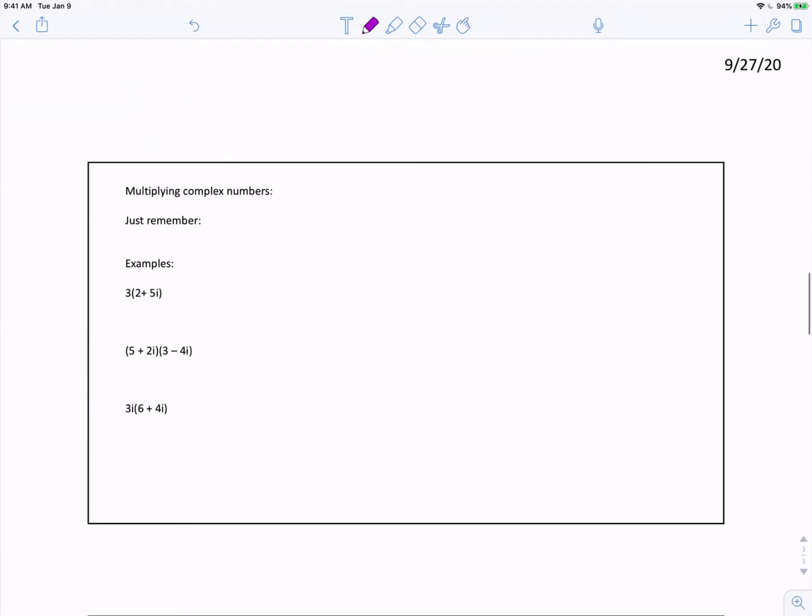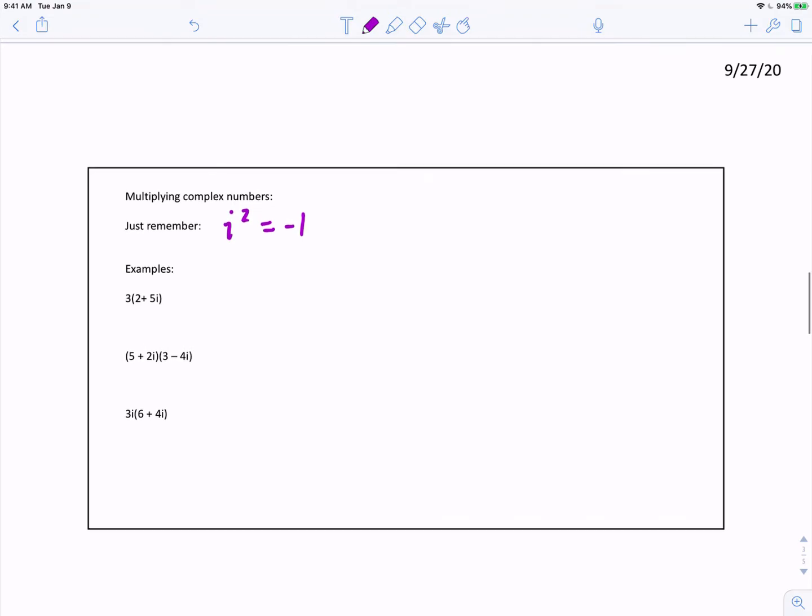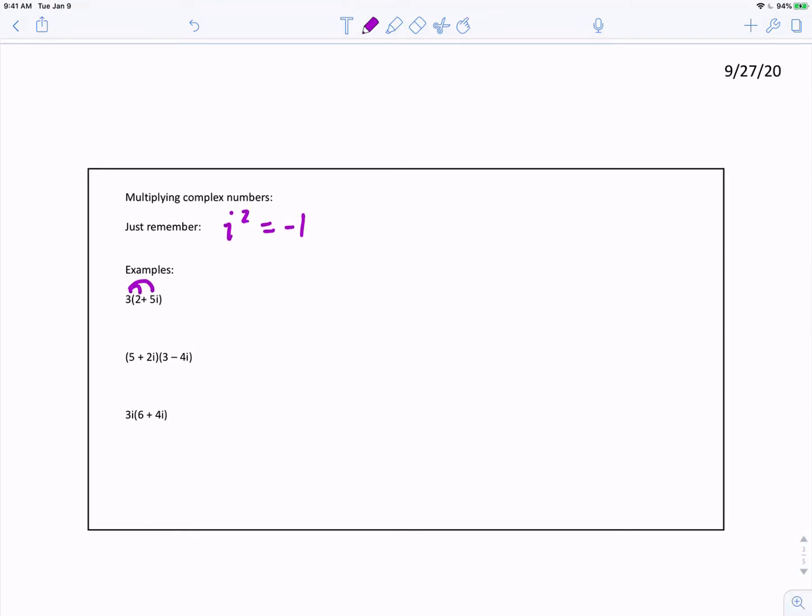Multiplying complex numbers is also quite easy. All you have to remember is that i squared is equal to -1. So whenever you see an i squared term, you'll just replace that with -1. For example, here we'll distribute. So 3 times (2 plus 5i) would be 6 plus 15i.